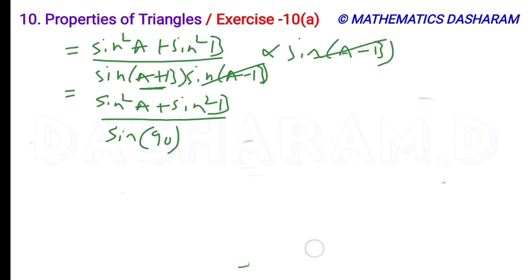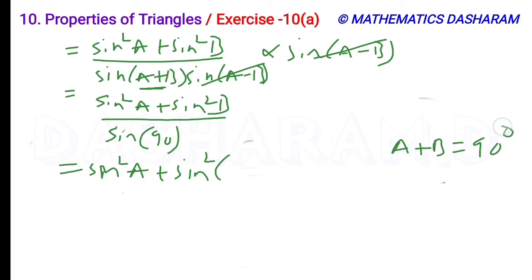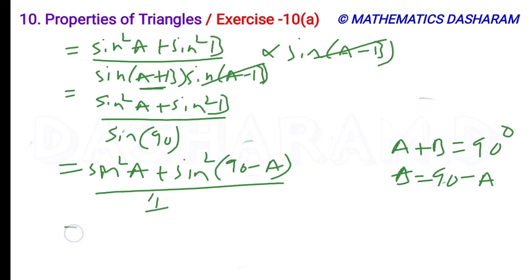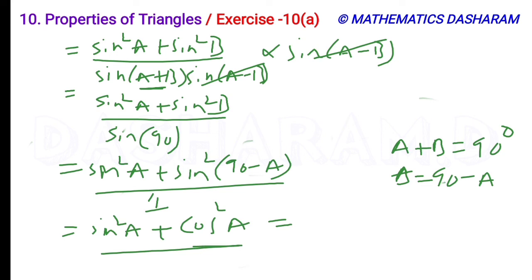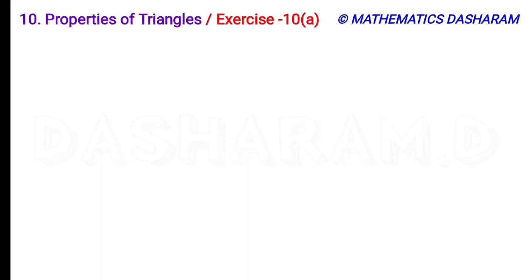Now what I am doing: we have A + B = 90, from this B = 90 − A, and sin 90 is 1. So sin²A plus sin(90 − θ) is cos θ, so cos²A; the denominator is 1, so we can remove it. It is exactly in the identity form, so its answer is 1. So it equals RHS.